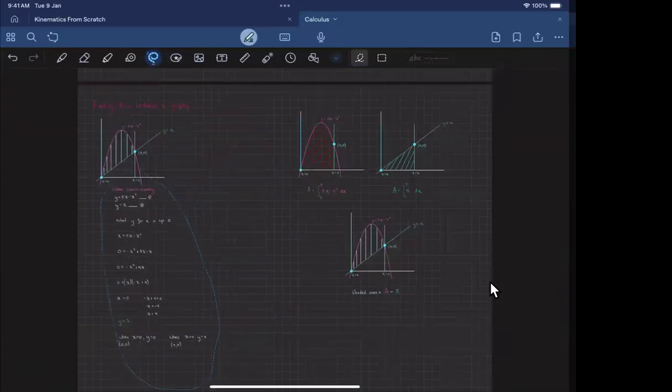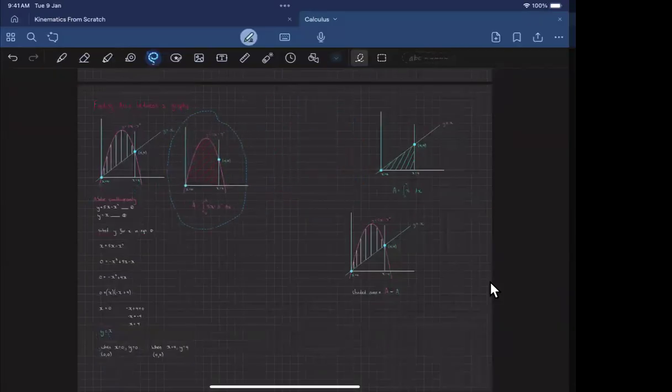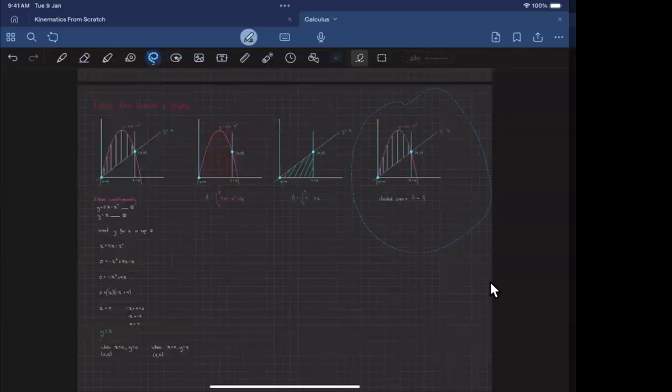So the first step is to solve simultaneously to figure out the intervals that define where you're working, right? Since you have two graphs, that means you could find the area of two things, and we're looking at how they interact with each other. That's what we're doing, right?